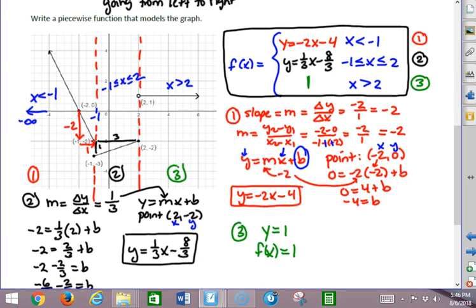Okay, so here is what the piecewise function looks like. And now you can write the equation of a piecewise function. Now this is pretty challenging, I agree, so thinking backwards, but hopefully this is helpful.